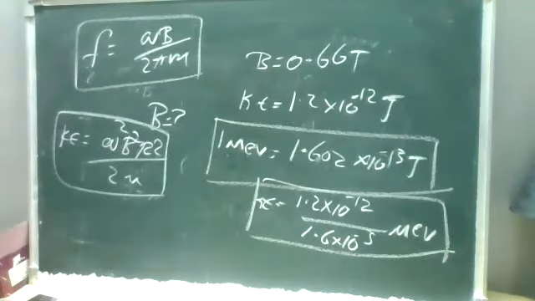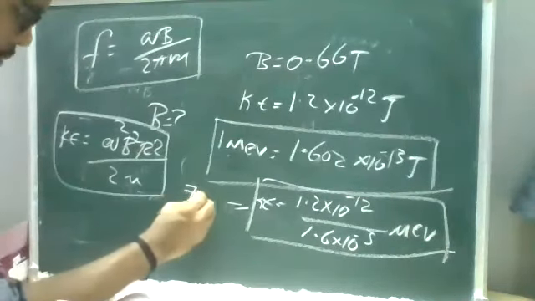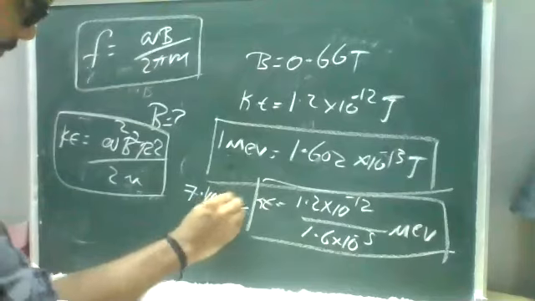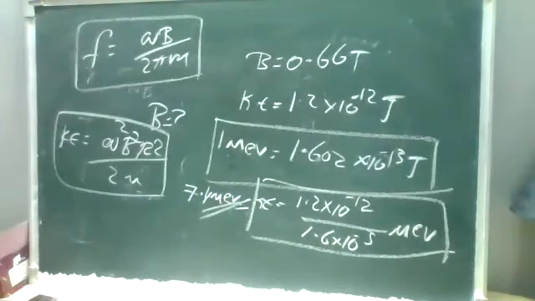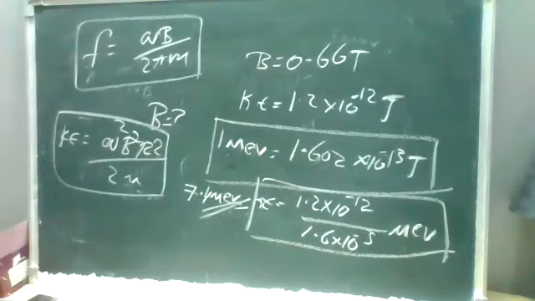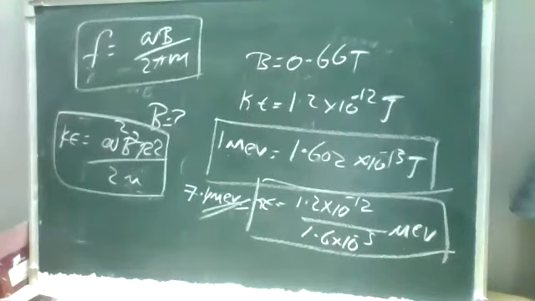7.5 MeV is coming? Yes, 7.4 MeV, correct, approximately. So 7.4 or 7.5 MeV is your answer. Others, please read or else note down the answers.